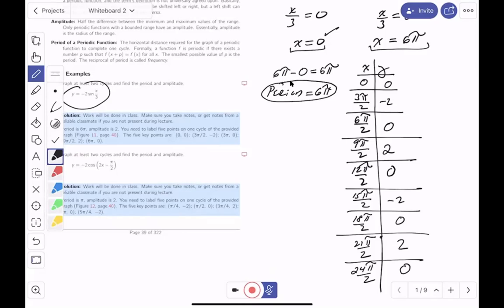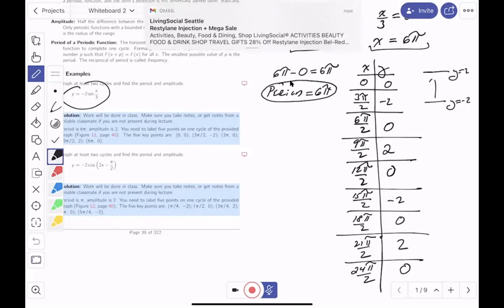I want to talk about the amplitude, and you have to understand this thing is going up and then it's going back down. And what's the most it could be? Well, I'm looking at my table. These are the y values. The most it could be is 2. The least it could be is minus 2. Well, I hope you realize the distance between those two is 4. What's half of that? 2. So half of 4 is 2. 2 is going to be the amplitude.